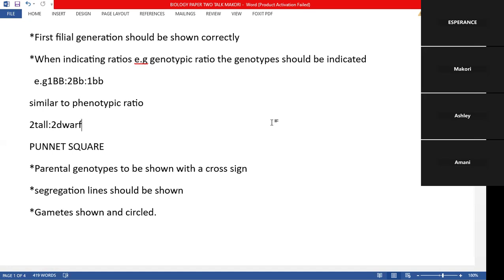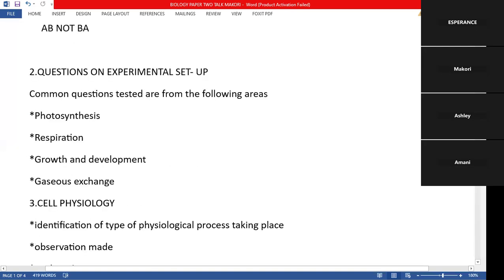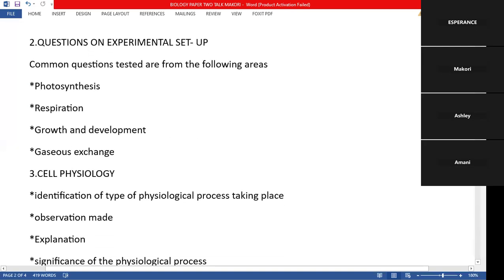I want us to move to the next area. Mr. Paul, you can take us to the next part within this document. Yeah, that is section number 2. Yeah, that way it's okay, thank you. So within this part, it is questions on the experimental setup. We do not miss questions on the experimental setup within the exams. They are always there within our exams.